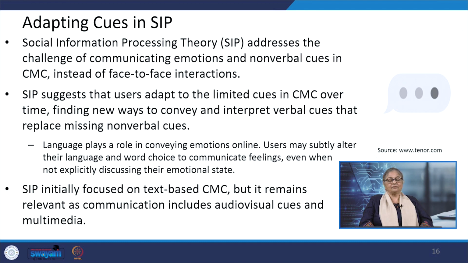Language plays a role in conveying emotions online. Users may subtly alter their language and word choice to communicate feelings, even when not explicitly discussing their emotional state. SIP initially focused on text based CMC, but it remains relevant as communication includes audiovisual cues and multimedia also.